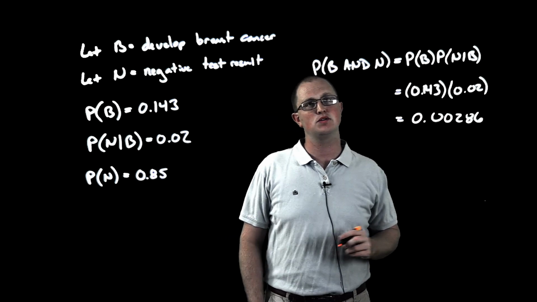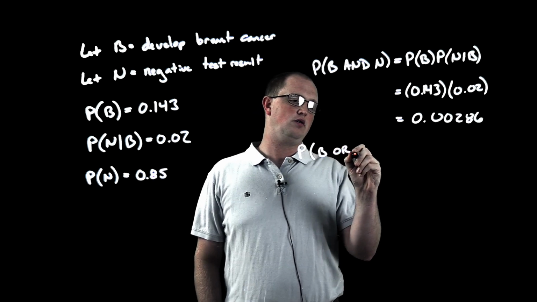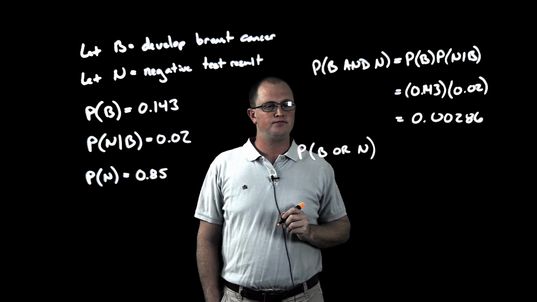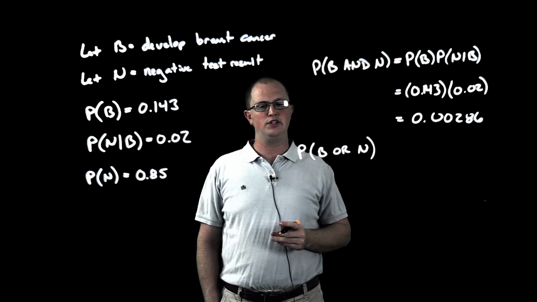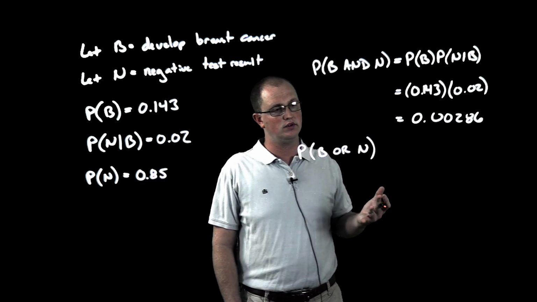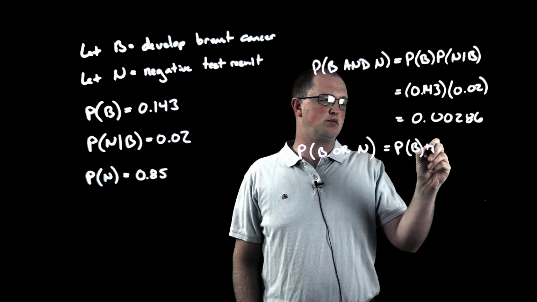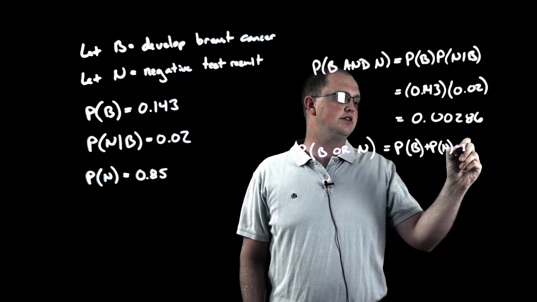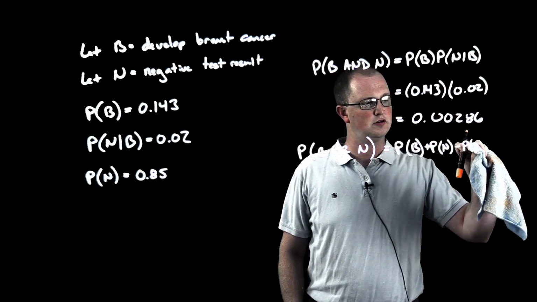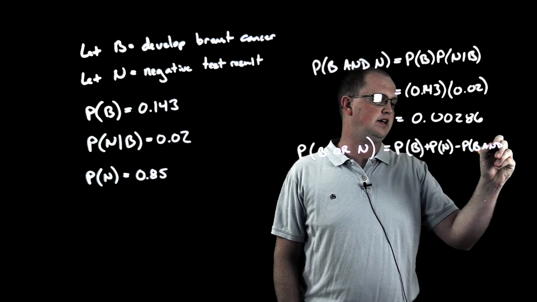But let's ask, what's the probability of B or N? So we're asking, what's the probability of having breast cancer or getting a negative test result, or both, right? So we said this is going to be the probability of B plus the probability of N minus the probability of B and N.